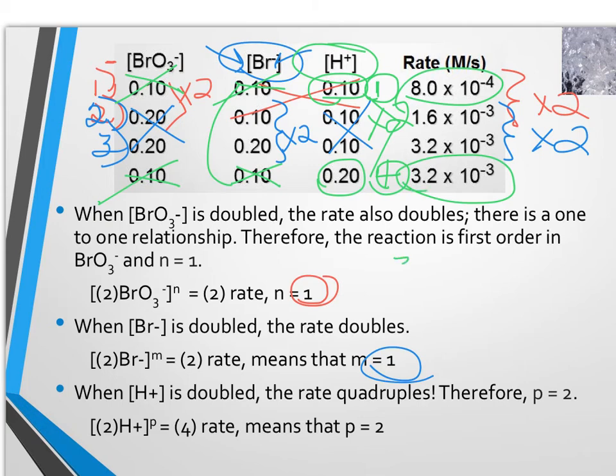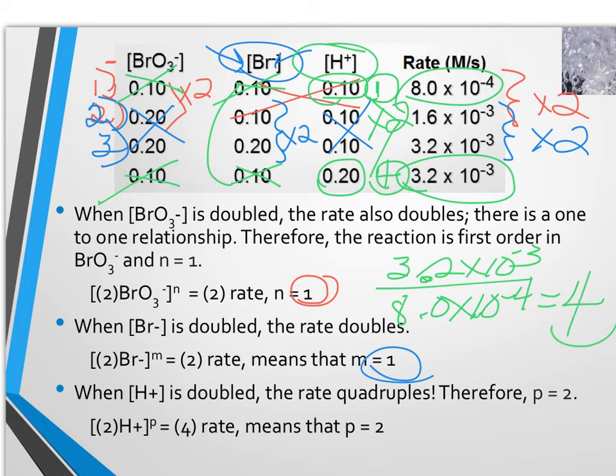Well, if you divide that, 3.2 times 10 to the minus 3, whoops, it's supposed to be a point, over 8 times 10 to the minus 4, you will see that that is a factor of 4. So when I double the concentration, the rate goes up by a factor of 4, which means the order with respect to hydrogen ion is 2.